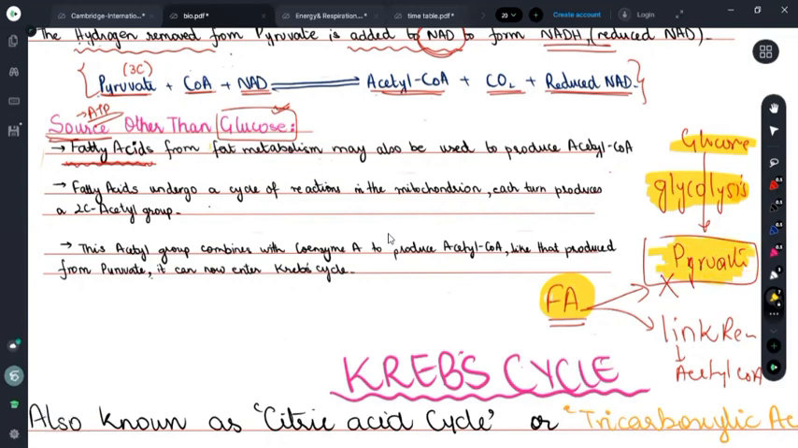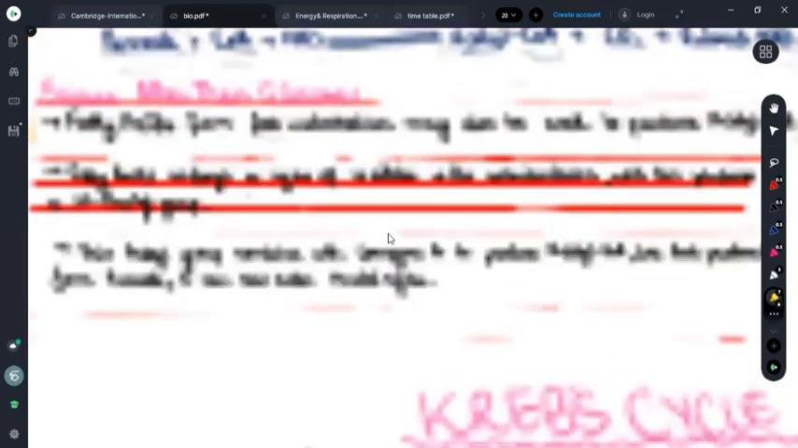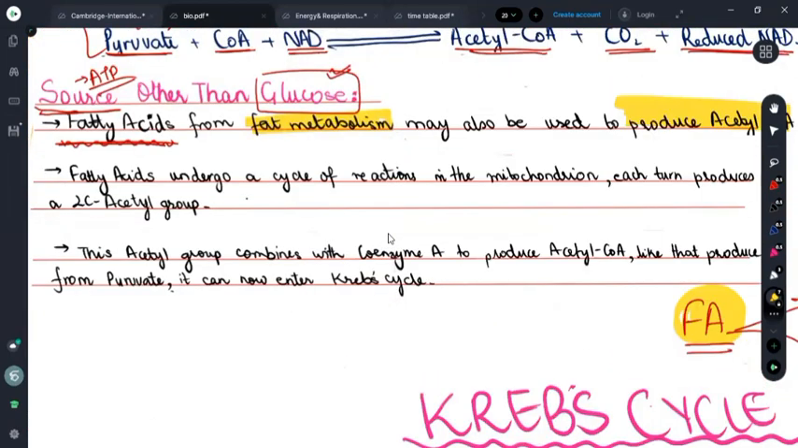So fatty acids that have been formed from fat metabolism, they can also be used to produce the acetyl coenzyme A. What happens is that these fatty acids, they undergo a cycle of reactions in the mitochondria. Each fatty acid gets broken down into a 2-carbon containing acetyl group. This acetyl group simply combines with the coenzyme A and then forms a reactant, which can be used in Krebs cycle as reactant.